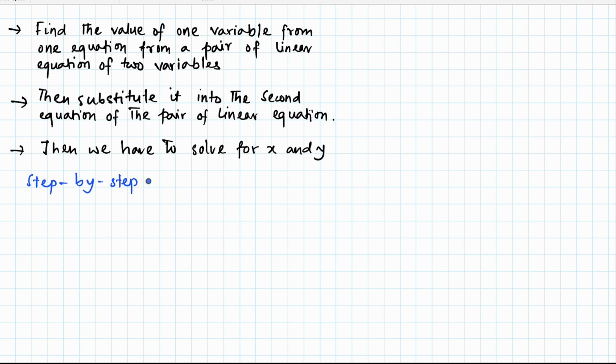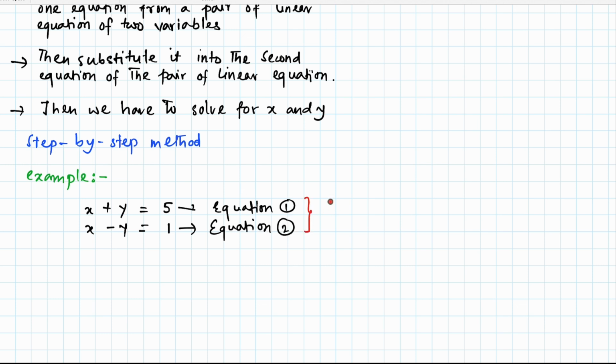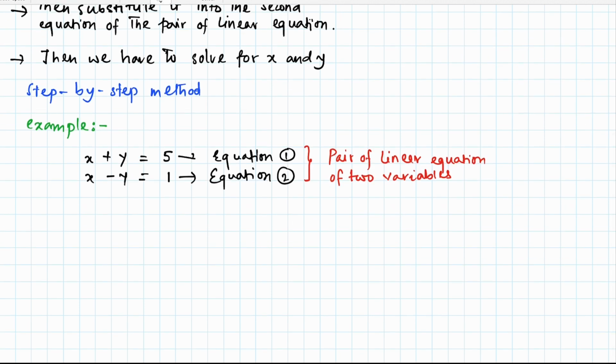So this is the method. Now we will go step by step to solve this pair of linear equations of two variables using this substitution method. Let's take an example. Say x plus y is equal to 5 and x minus y is equal to 1. We've taken a very simple example. Let's solve it. So we state that the first is equation 1 and the second one is equation 2 of the pair of linear equations of two variables, that is x and y, which is very clear.